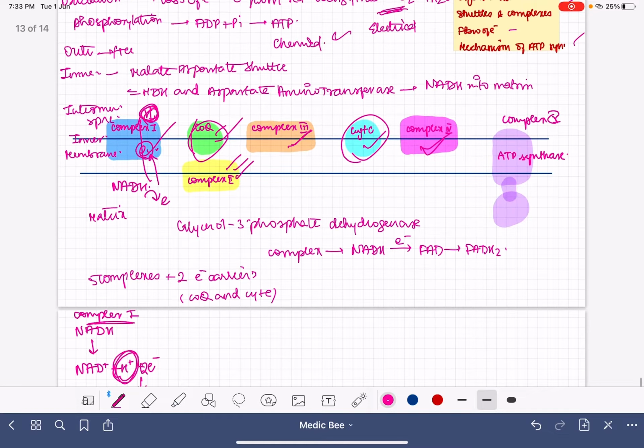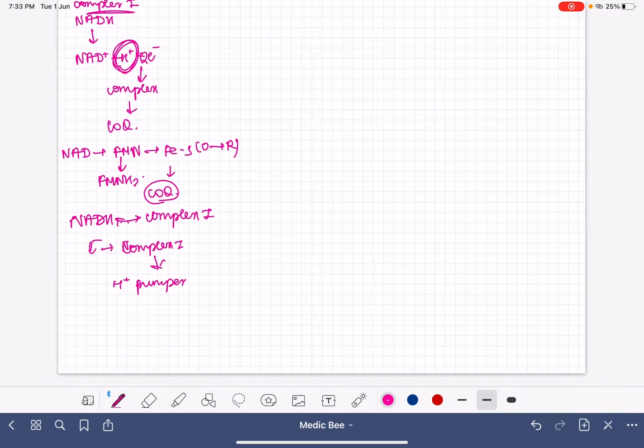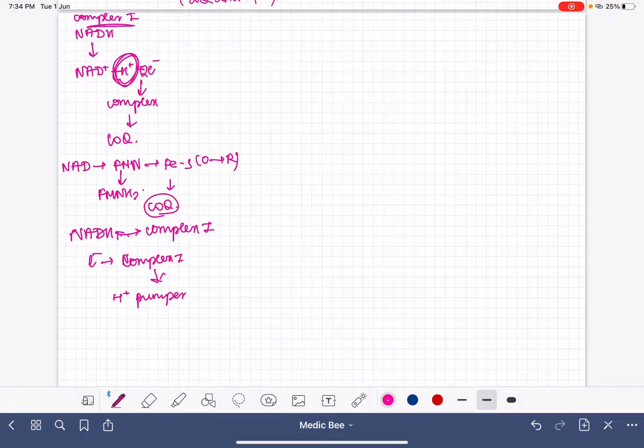The complex will pump the H plus, which is present here, towards the outside. So this will pump the protons into the space between the two membranes, and in this procedure there is an energy release which is equal to 12 kilocalories. That is enough for pumping out 4 H plus.